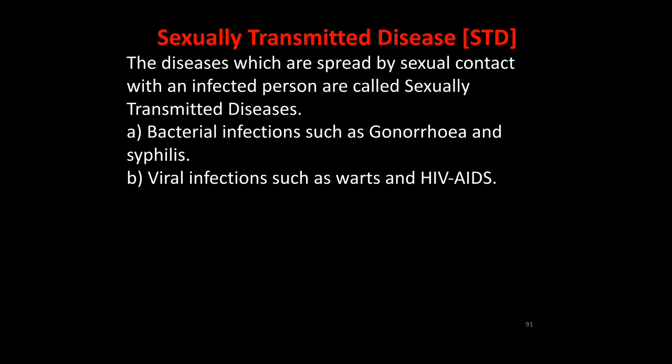The menstrual cycle is a cycle which happens from the menarche to menopause. Now next, sexually transmitted diseases. The diseases which are spread by sexual contact with an infected person are called sexually transmitted diseases, that is called STDs. Bacterial infections such as gonorrhea and syphilis, viral infections such as warts and HIV/AIDS are sexually transmitted diseases.